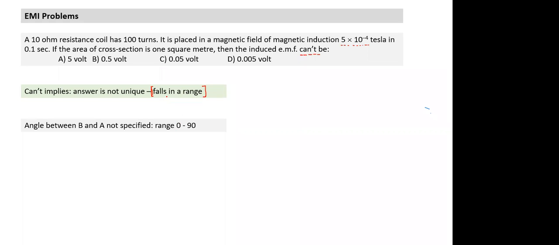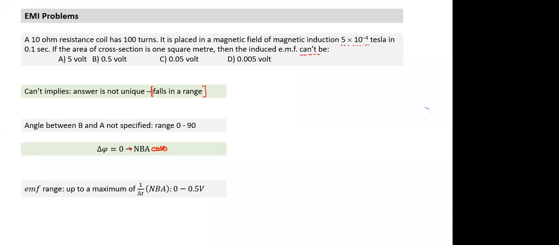So that's why there's a range. The range is coming because the angle is not given. Our angle range is from 0 to 90, or cos theta is from 0 to 1. So what is the change in flux? The change in flux is from 0 to NBA, and it is NBA cos theta, so the change in flux can be from 0 to NBA. It is NBA when cos theta is equal to 1. That's the change in flux. That's a range.